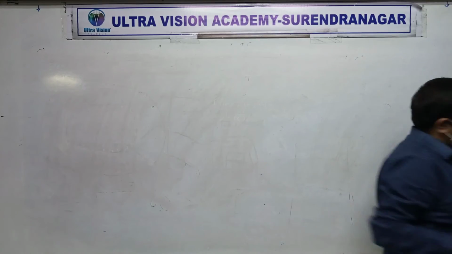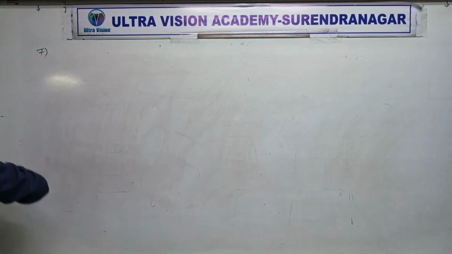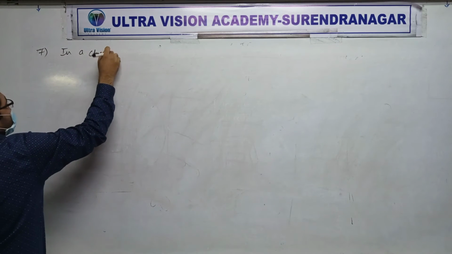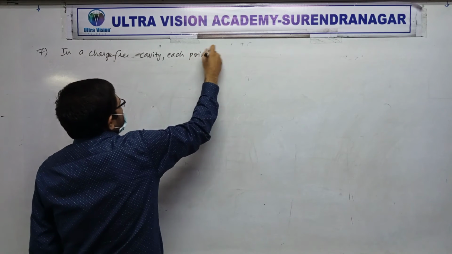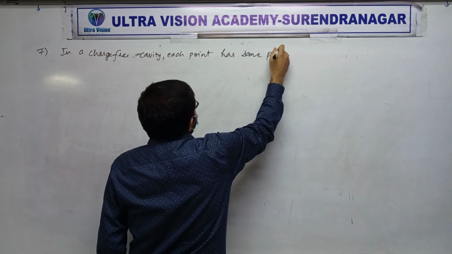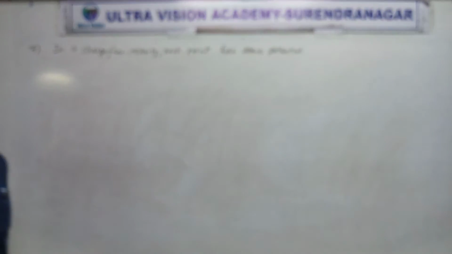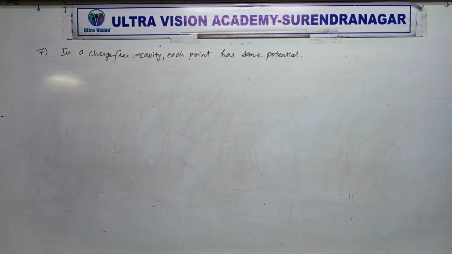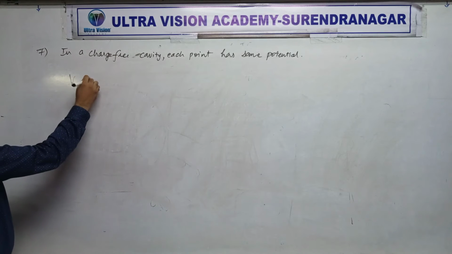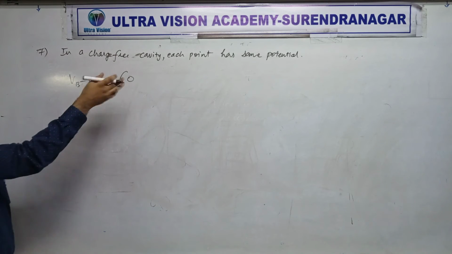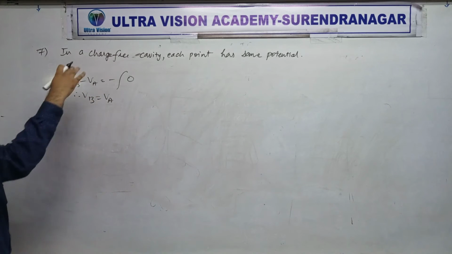Okay. So this was which number? 6. Number 7. In a charge-free cavity, each point has the same potential. Did you understand this? Let me prove it. In a charge-free cavity, each point has the same potential. Why? Electric field is 0. If electric field is 0, the potential will be the same everywhere. We can prove it by the delta V or Vb minus Va kind of formula. The left side here will be complete, the right side here will be 0. So you get Vb equal to Va for any 2 points in the cavity.